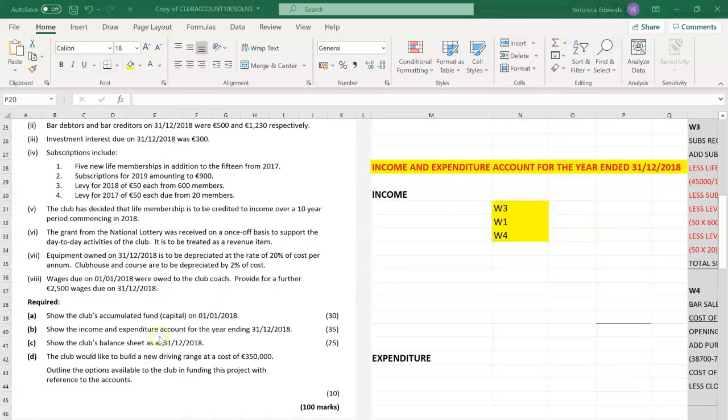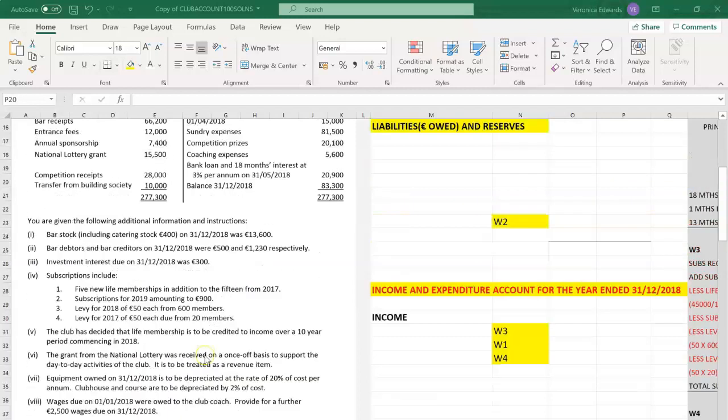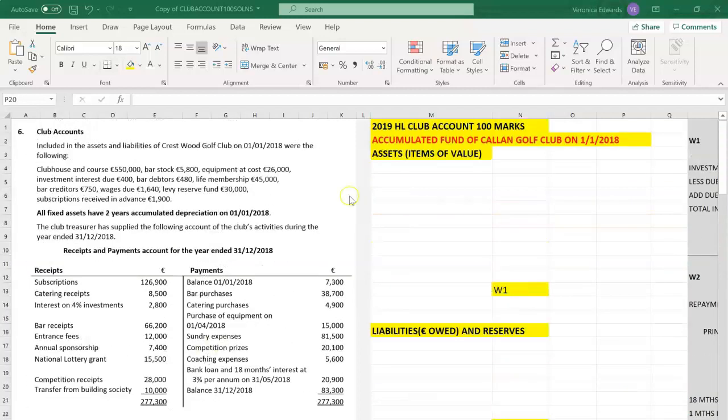You need to prepare the accumulated fund on the 1st of January, an income and expenditure account for the year, and a balance sheet at the end of the year. And then you have one other question here at the bottom to do. Now we'll start with the accumulated fund. So we put our heading up first, accumulated fund of Crestwood Golf Club on the 1st of the 1st, 2018.